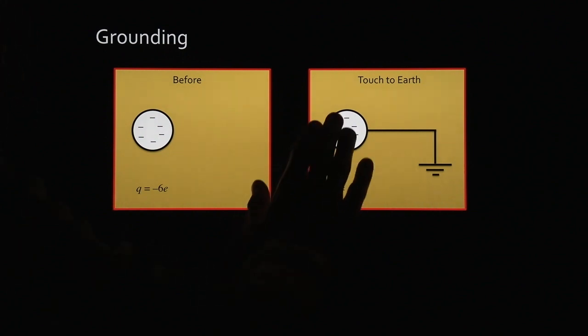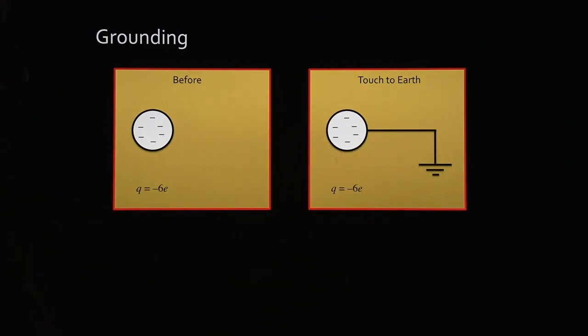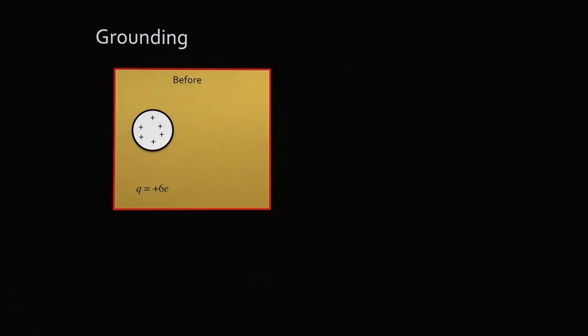This is what it does to these minuses. Let's take a look. Another nice little animation. Here it goes. Watch these minuses. Oh, there they go, right into the earth. And so what happens as a result is this is now neutral because the excess electrons are gone into planet Earth. And so that's grounding. That was an example with negative.